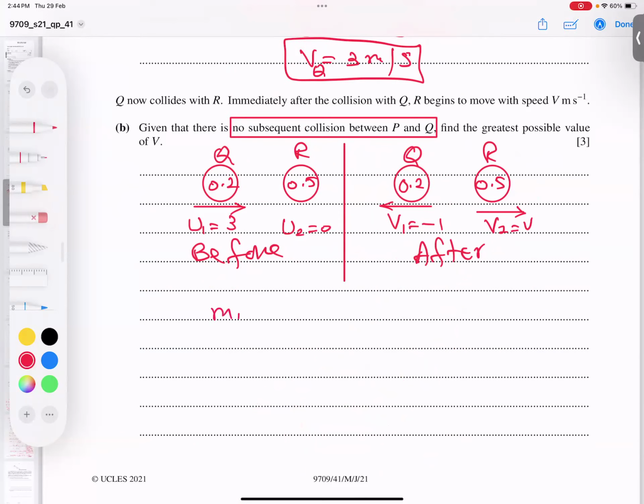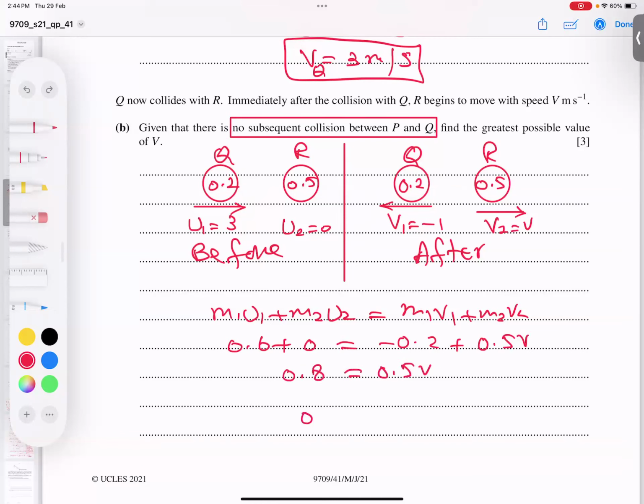So what is the formula? M1 U1 plus M2 U2 equals M1 V1 plus M2 V2. So 3 times 0.2, I got 0.6. 0 into 0.5, I get 0. Negative into that, I get -0.2. V into 0.5, I get 0.5 V. It goes there and becomes 0.8. Then it will divide: 0.8 divided by 0.5, and I finally get 1.6 meters per second of velocity, the largest velocity. So I hope the concept is very clear, and let's go for some extra question practice.